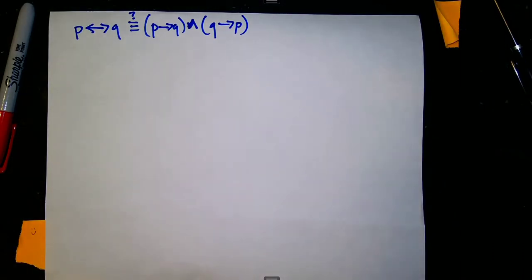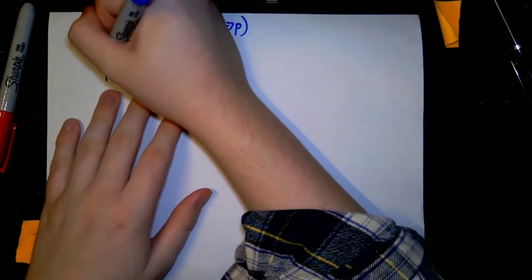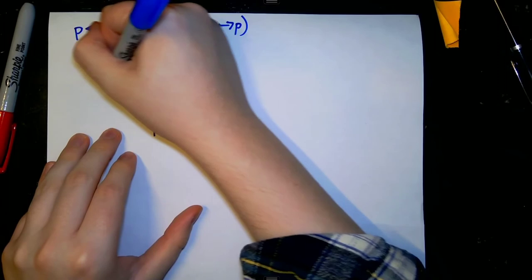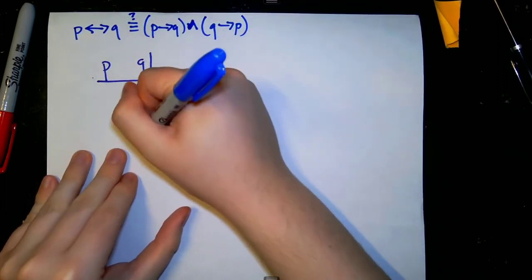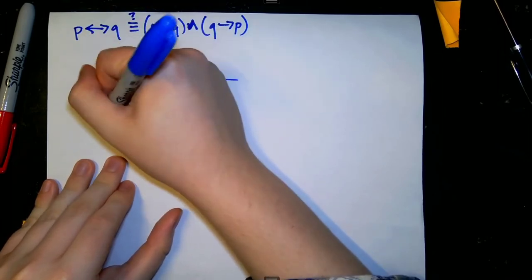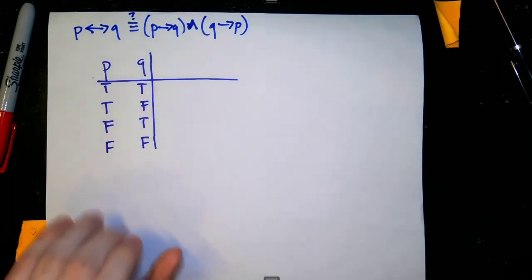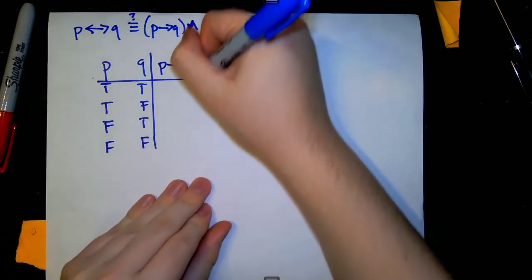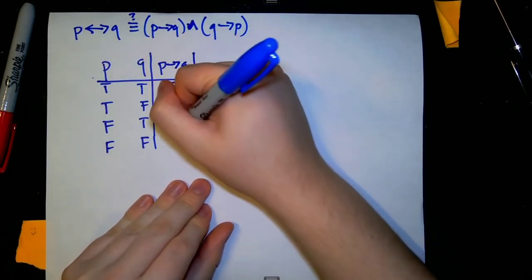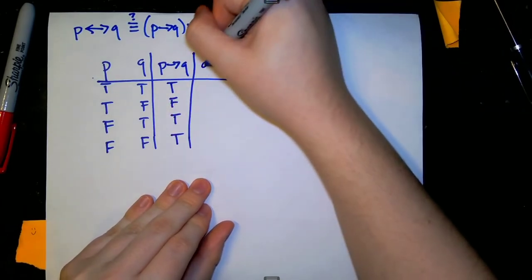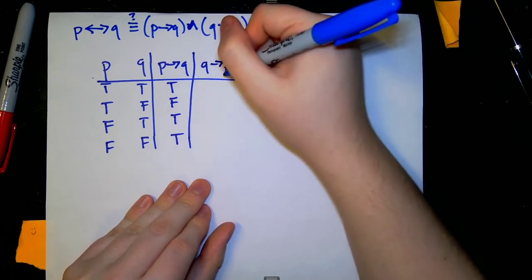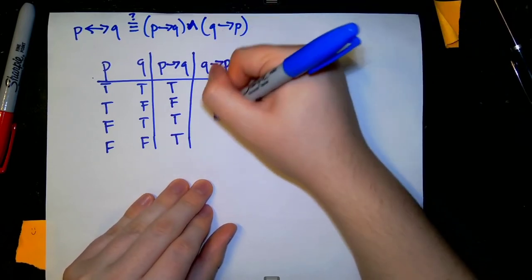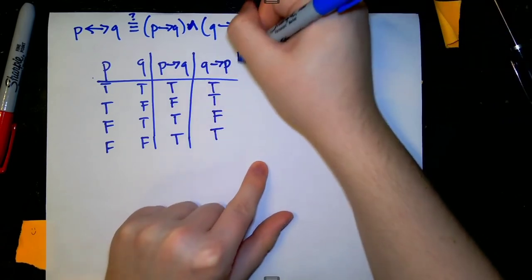So another example we can look at is P if and only if Q, checking if that's equivalent to if P then Q, and if Q then P. Again, we're going to do this through a truth table. True, false, true, false, true, true, false, false. First off, what I want to look at is if P, then Q. That's going to be true, false, true, true, as we saw before. Then I want to look at if Q, then P. This will be true, true, false, true. And now I want to AND them together.